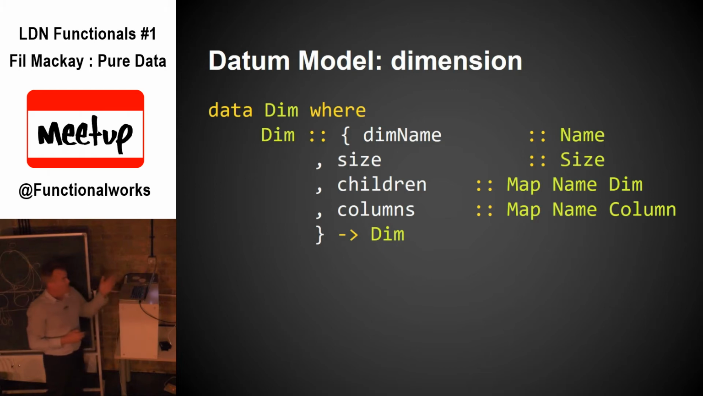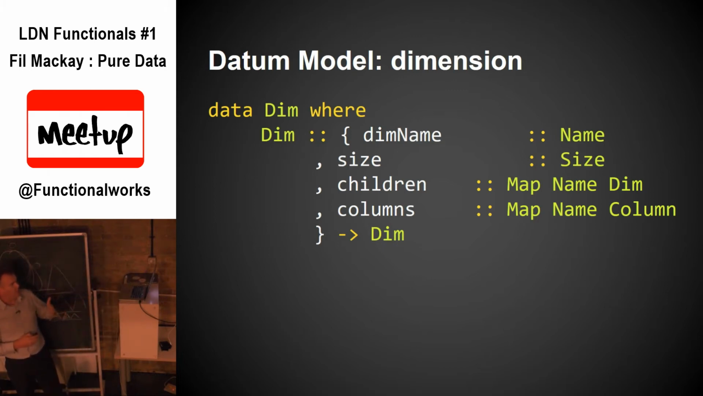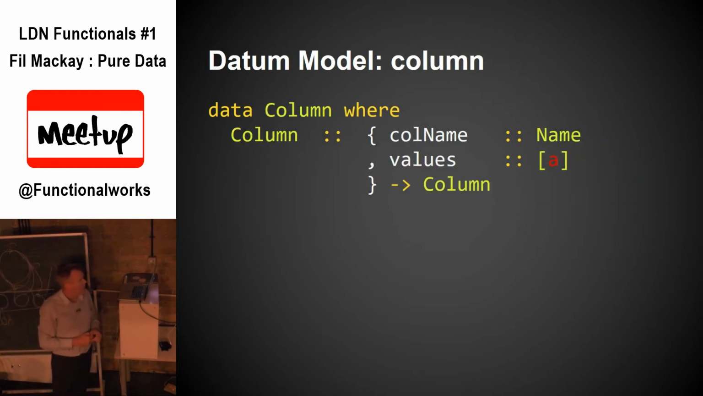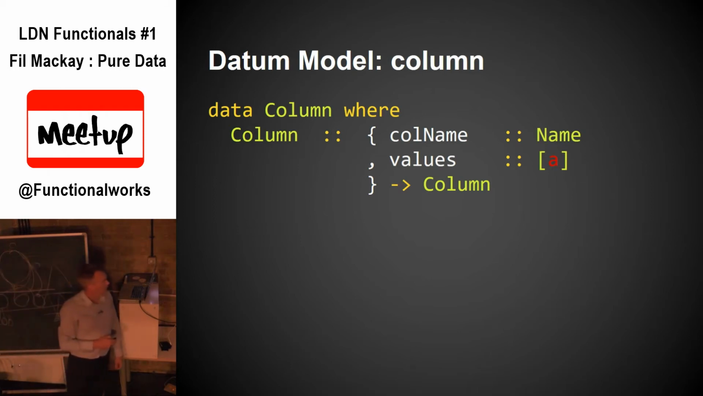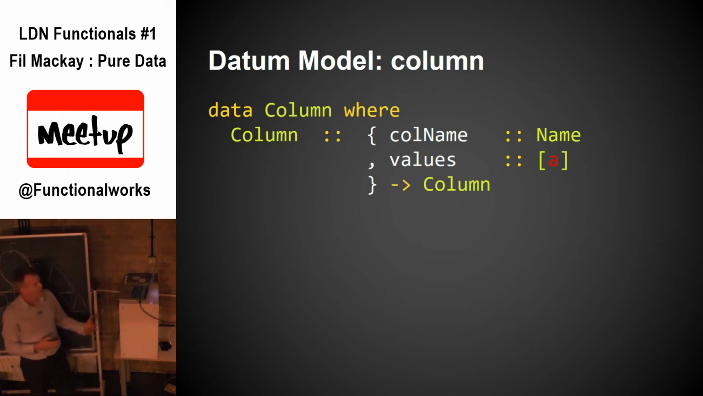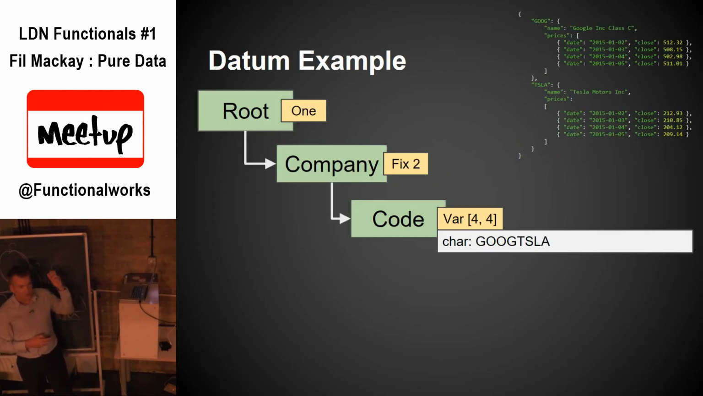Okay, so the most complicated one is the definition of dimension. It has a name, it has a size, which we talked about before, and it has a set of children and columns, which are basically just in a map, and they're referred to by name. And you have a column, which is pretty darn simple. You can see that there's a free type variable there. Just ignore that. In the prototype that I'm implementing at the moment, we actually use dynamic types to keep the traffic moving, so to speak. But basically, a column is just an array or list of values.